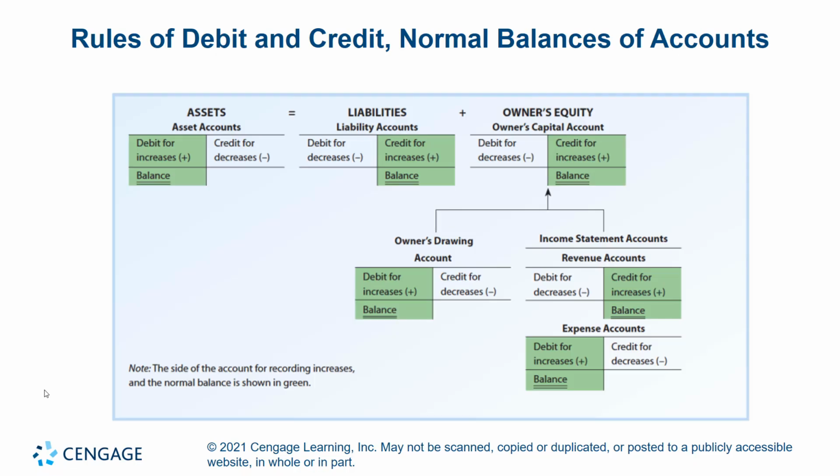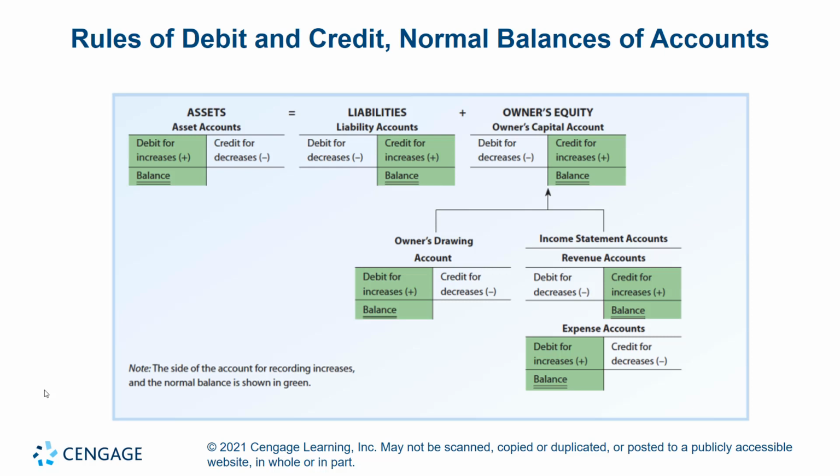This video goes over the rules of debit and credit as well as normal balances of accounts. This is probably the most important concept in accounting. Let's examine what's on this slide. We know assets equals liabilities plus owner's equity, and owner's equity is made up of owner's drawn account, capital account, not shown on here, but we'll go over it, and income statement accounts, revenue and expenses.